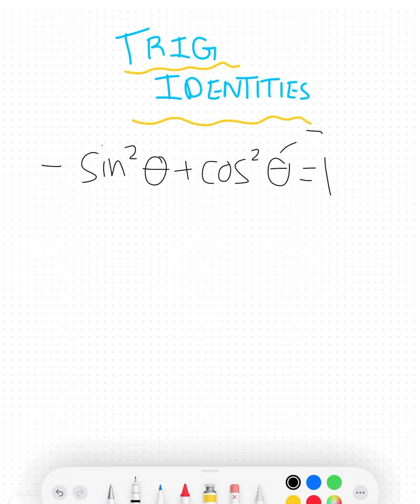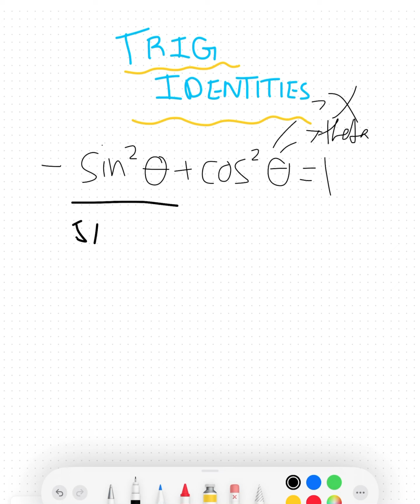Okay, and remember this means theta. It just represents an angle, and you can also write it as x, that's all. And then there are two other equations that stem from here. All you have to do to get them is divide it by either one of these. Let me show you.